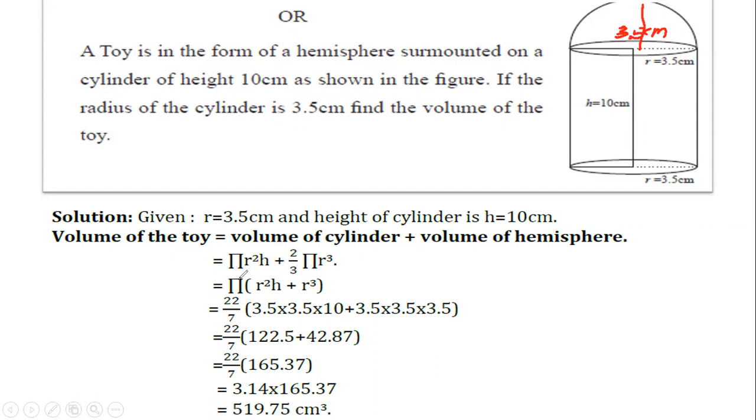Substitute the formula. Formula is volume of the cylinder is pi r square h plus 2 by 3 pi r cube. So here I am taking pi as common, remaining is r square h plus 2 by 3 r cube. Substitute all the values and simplify. Finally, you will get 519.75 cubic centimeter. So this is the final answer. If you know the formula, then directly substitute the values and simplify it, you will get the answer.